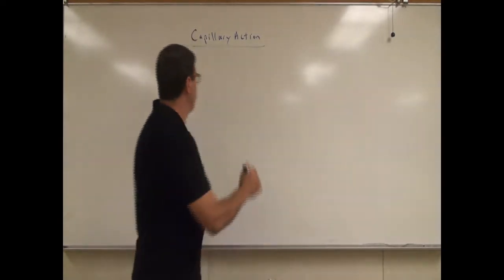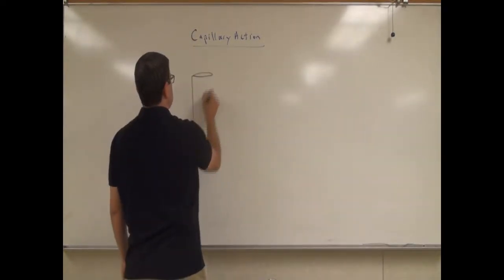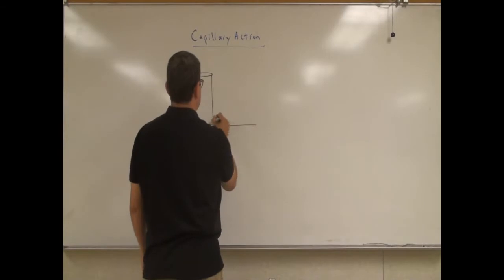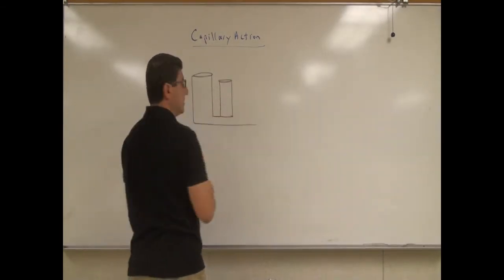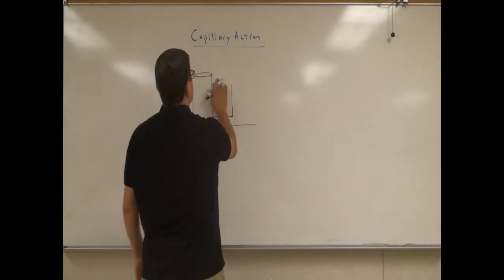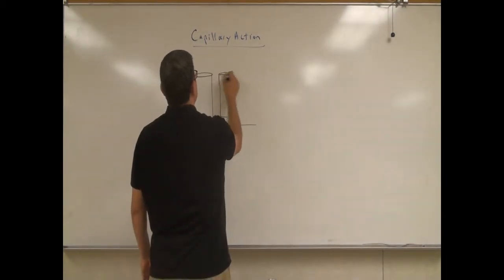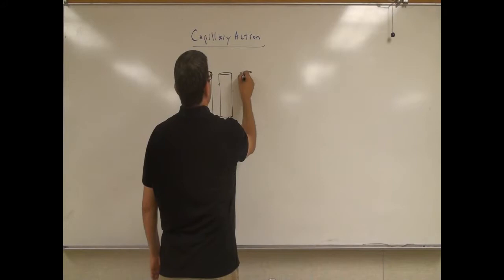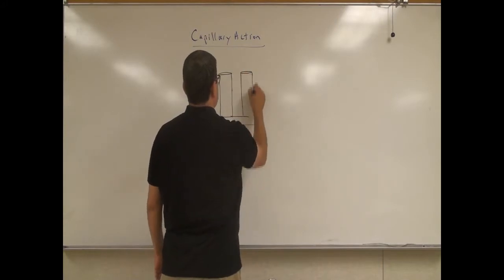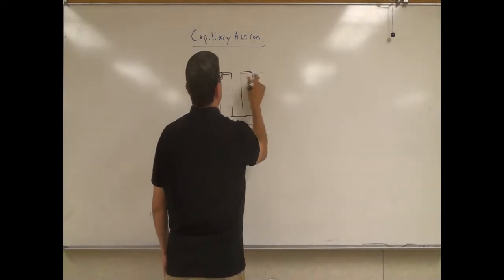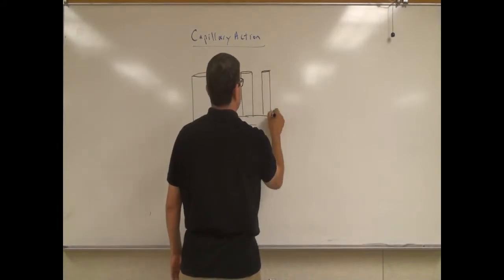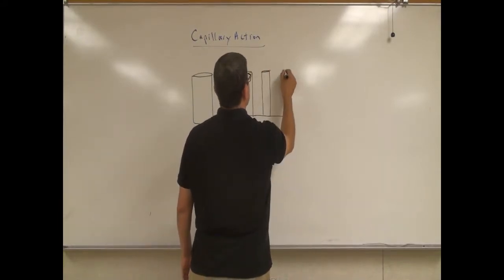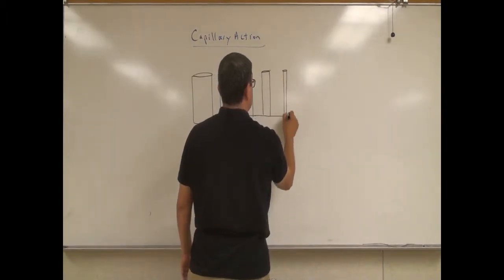We have a tube with different diameters, and then the diameters keep getting smaller and smaller. The lengths don't necessarily have to get smaller. It could be the same length here. The diameter keeps getting smaller and smaller, and then finally you have a thinner one here, and then you have the thinnest one here.